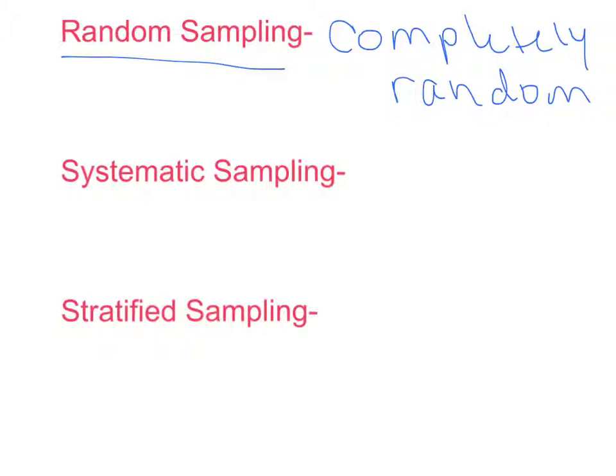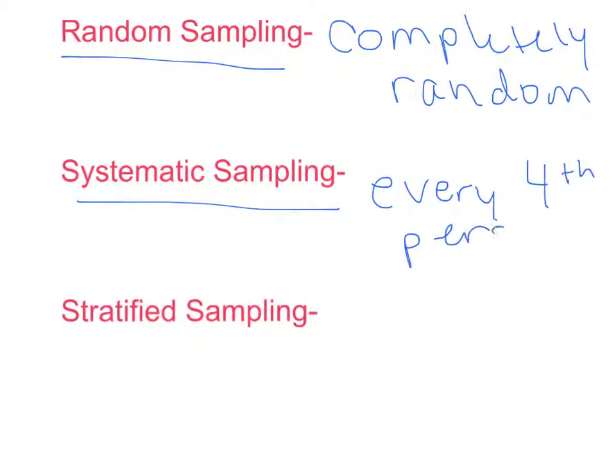And then you have systematic. That sounds like what it is too. There's a system to it. Systematic would be like if you survey every 4th person, or every 8th person, or every 10th person, or every 6th person, or something like that. But there's that system to it. It's not random at all.